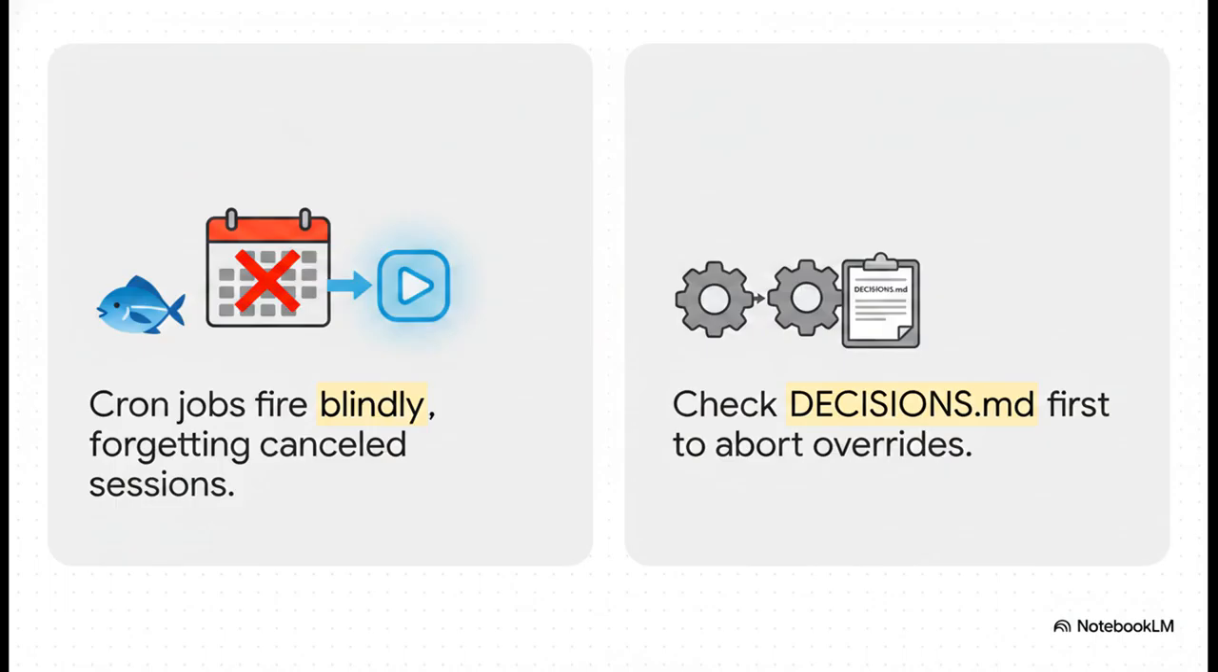Just like the fish, these jobs have absolutely zero memory of what happened in your main chat session. You might tell the agent today to cancel a scheduled follow-up message, right? But 2 days later, that cron job just fires anyway because it was scheduled before you canceled it. You fix this by instituting a really strict pre-flight check. You force any cron job that takes an external action to first check a specific decisions.md file. If the job sees a recent override logged in that file, it just aborts.